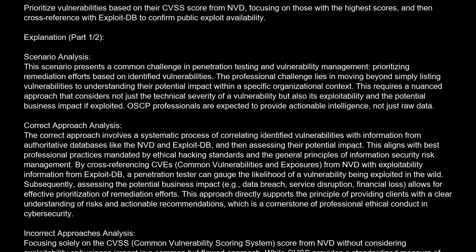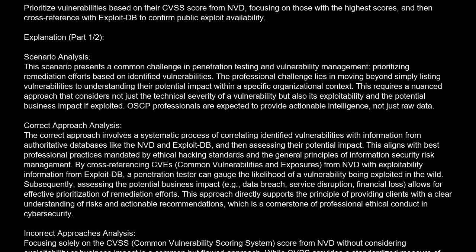Subsequently, assessing the potential business impact, e.g., data breach, service disruption, financial loss, allows for effective prioritization of remediation efforts. This approach directly supports the principle of providing clients with a clear understanding of risks and actionable recommendations, which is a cornerstone of professional ethical conduct in cybersecurity.